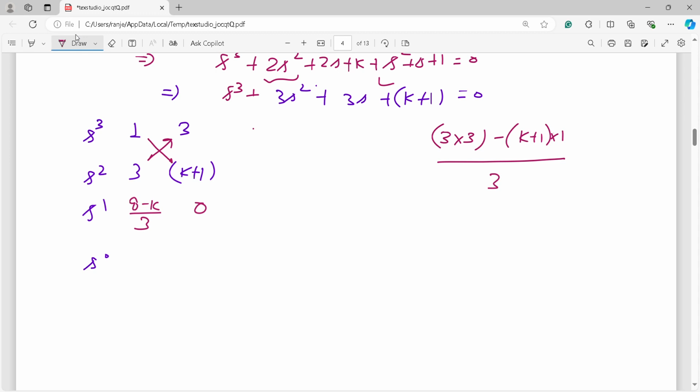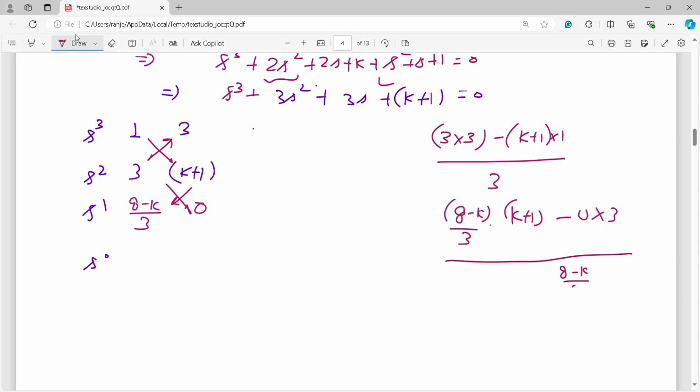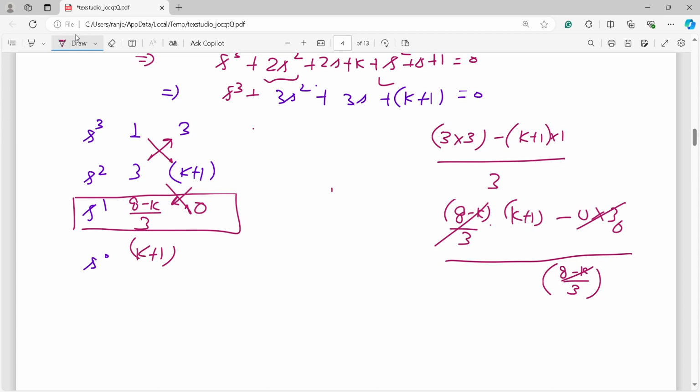Then if you again multiply, 8 minus k by 3 into k plus 1 minus 0 into 3, divided by 8 minus k by 3. All right. So 0, 0, 3, this is 0. So this cancels out, and you get again the constant k plus 1. So for poles to exist on the imaginary axis, a row of zeros must exist here. This will happen when k is equal to 8.